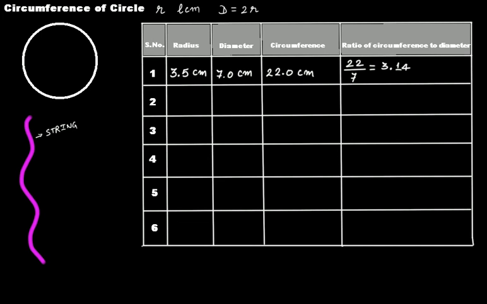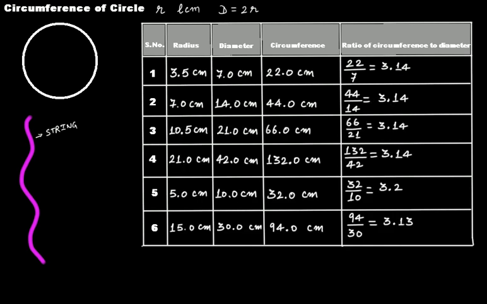Similarly, you repeat this activity a second time. This time we have taken a radius of 7 centimeter. Therefore, the diameter becomes 14 centimeter. Then if you wrap the string around this circle, the circumference, that is the length of the string that will cover the circle, comes as 44 centimeter. And if you divide this circumference by the diameter, that is 44 over 14, it comes as 3.14.